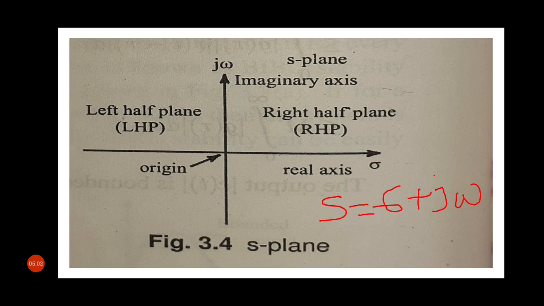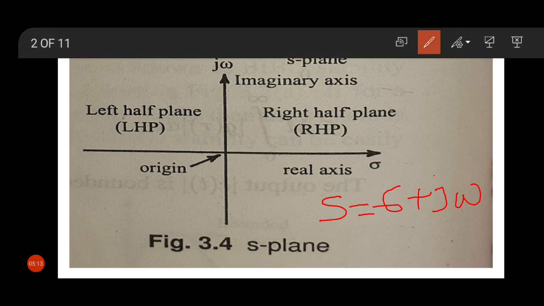The poles in the S-plane are designated by the symbol cross, and the zeros are designated by the symbol zero. Clear? So this is our S-plane.